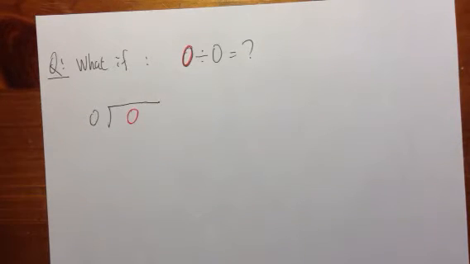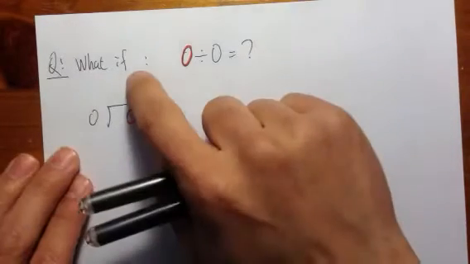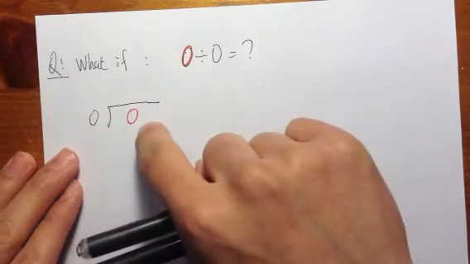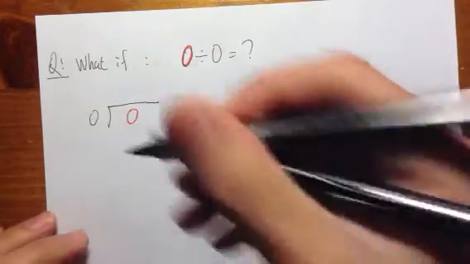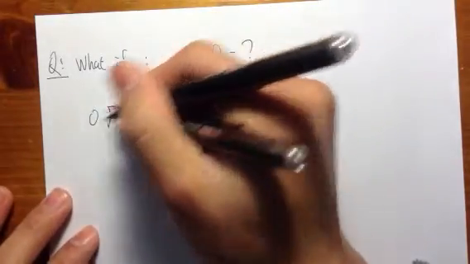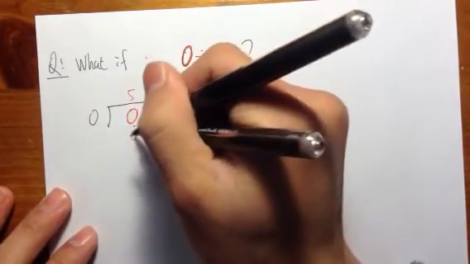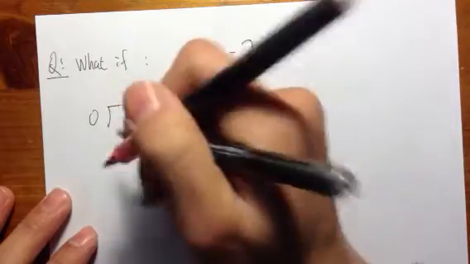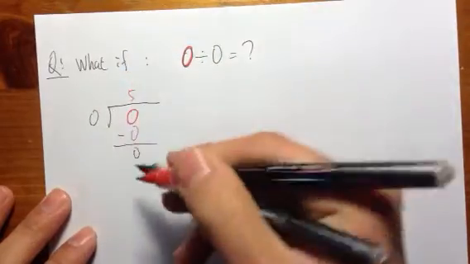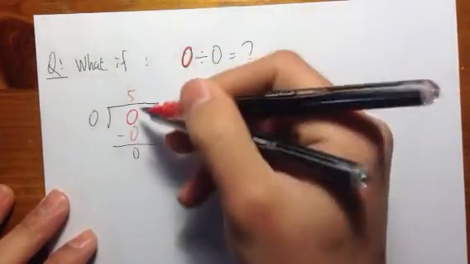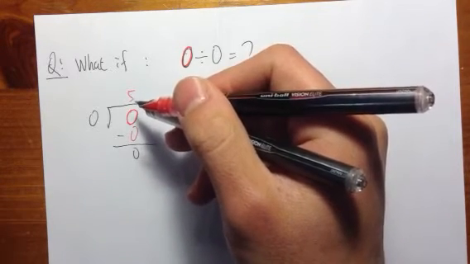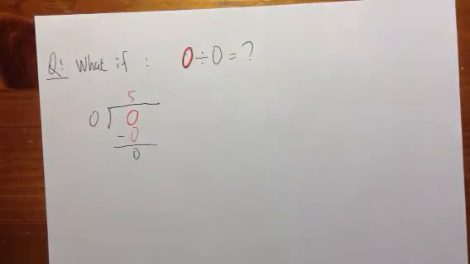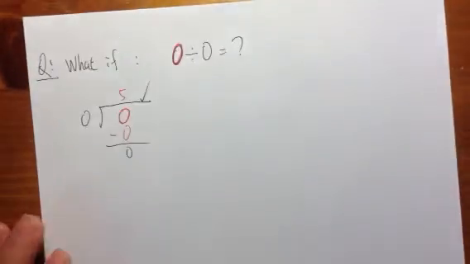Let's figure out what the answer is. What times 0 will give you 0? And maybe you will think, okay, 5 will work. Yes, 5 will definitely work. 5 times 0 gives you 0. And 0 minus 0, you get a remainder of 0. So yes, 5 is the answer, right? 5 is an answer. So 5 works.